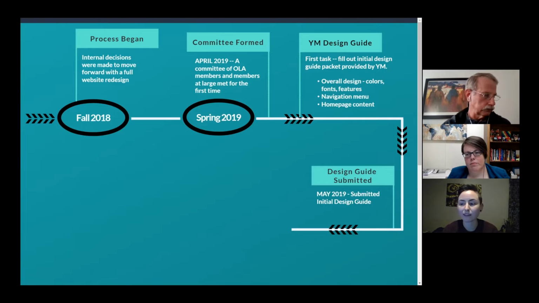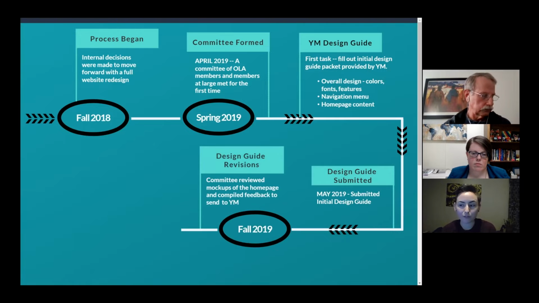So with this in mind, throughout the fall of 2019, the committee met again multiple times to review the mock-ups of the homepage that YM had developed from our design guide submission. We compiled feedback on the changes that we wanted to see and submitted revision lists to our representative, and we did that up to 3 times.